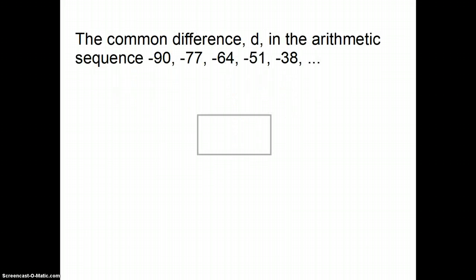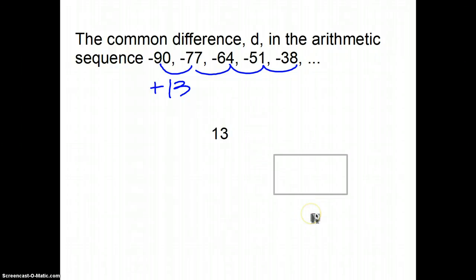The common difference, d, which is also known as the slope. So on this one, if you want the common difference, or how much is it adding, since it's going up, it's getting less negative, that means it's going up. So this was adding 13, I think. So then we want just the common difference, so our common difference is just 13.